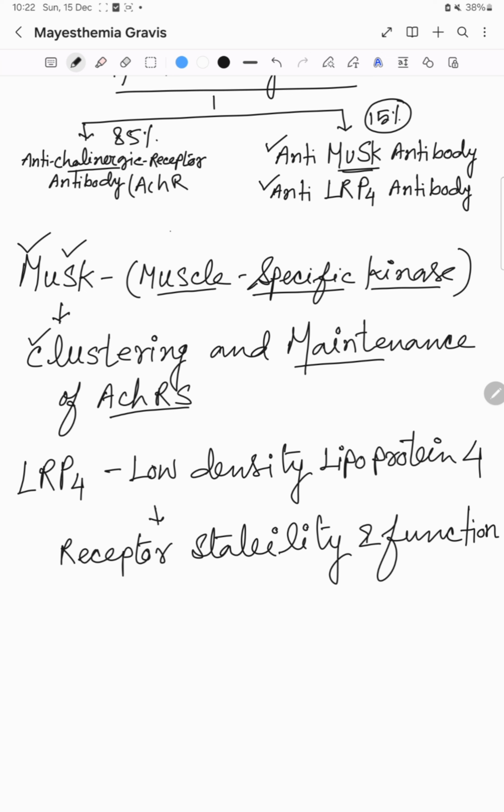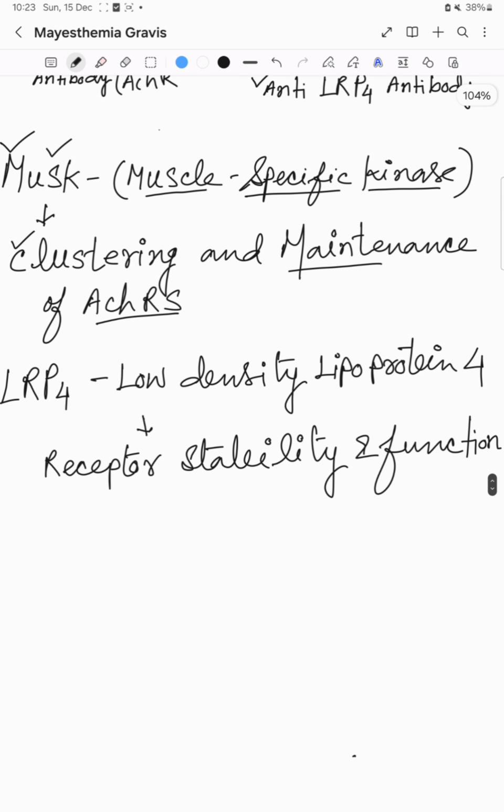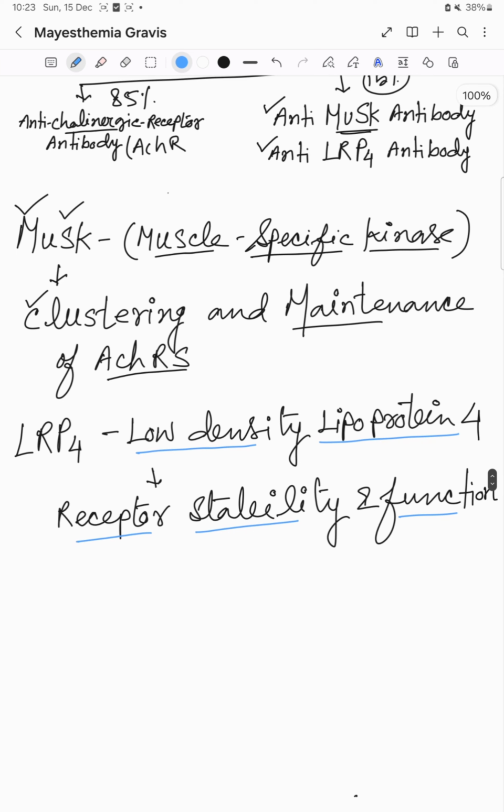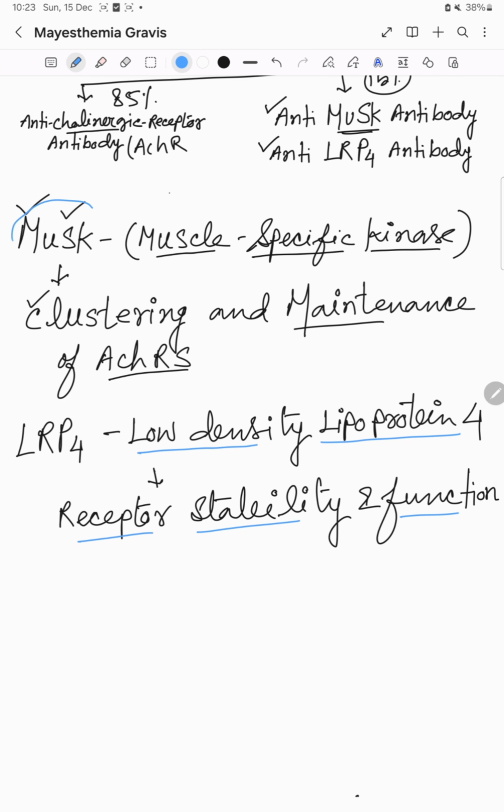Okay, and there is another protein, low density lipoprotein receptor related protein 4, LRP4, which also produces receptor stability and receptor function. They help in the trafficking of the acetylcholine molecule through the acetylcholine receptor. So what happens when we produce antibodies against these two molecules, MuSK and LRP4? These antibodies destroy MuSK and destroy the LRP4 functions.